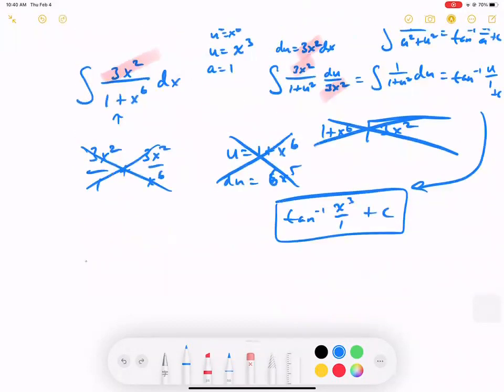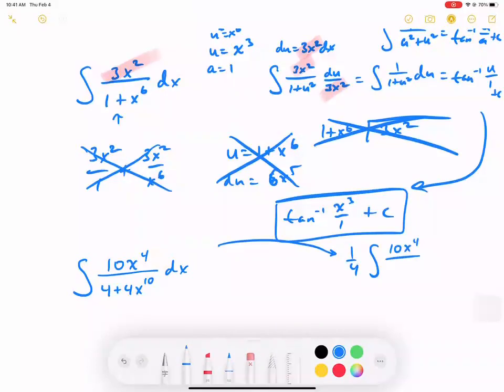Here's the next one: the integral of 10x to the 4th over 4 plus 4x to the 10th. There are a couple of ways we can do this problem. We can get rid of this 4 right away. You don't need to write this, but FYI, what if I divide everything by 4? This will be 1 over 4 times the integral of 10x to the 4th over 1 plus x to the 10th. We could have done that, just on the side.